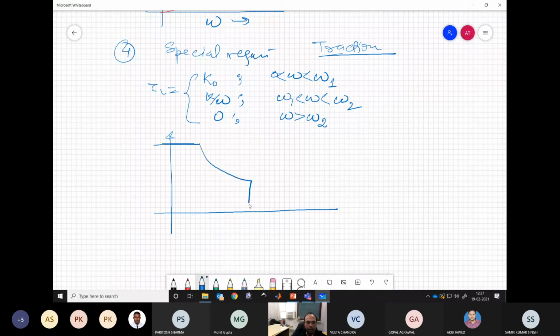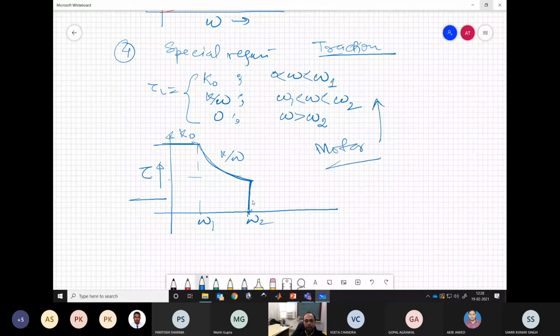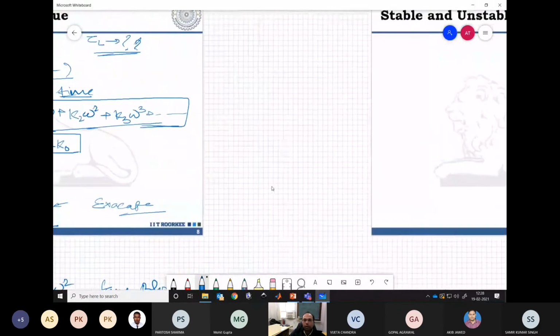So it will be like this and then suddenly falling to zero, which means when we are going to very high speed, the load torque requirement is almost not there. So this defines that when we are having any motor being applied in a traction application, what we need to generate at different omega.